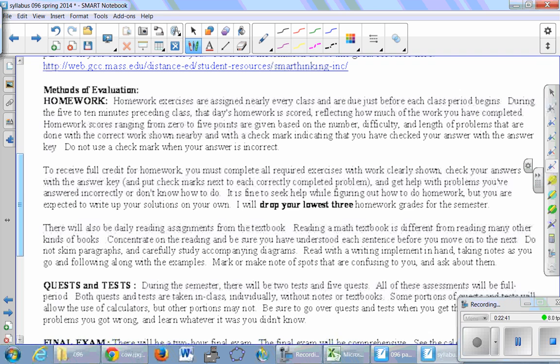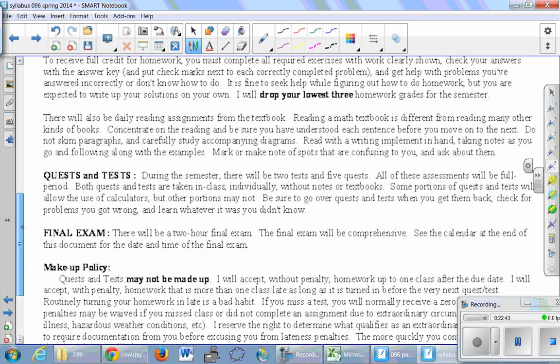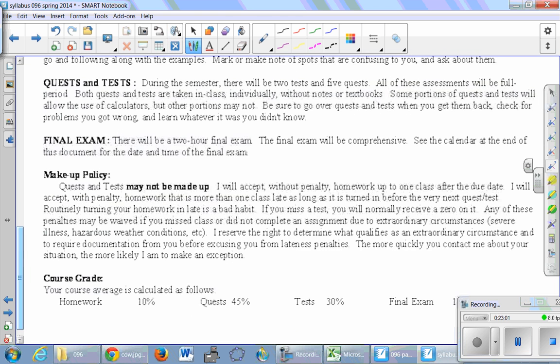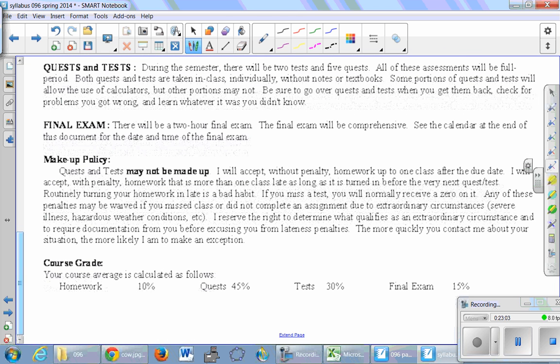In terms of your grade, I will be grading homework every day. There are quests and tests. Quest is a combination of the words quiz and test. They're a little bit longer than a traditional quiz, but they don't involve as much material as a traditional test. So we put those two words together, and there's a final exam. You can read through the makeup policy. Down here are the percentages. Your homework is 10%. The quests are 45%. I think we have 5 or maybe 6 of these. There are 2 tests worth 30%, and the final exam is 15%.